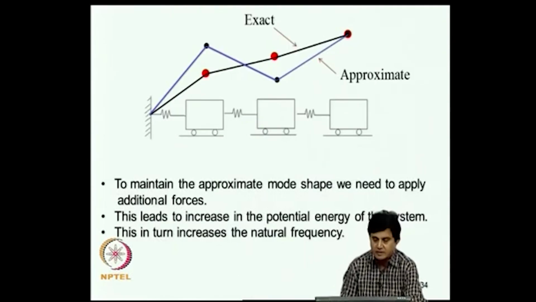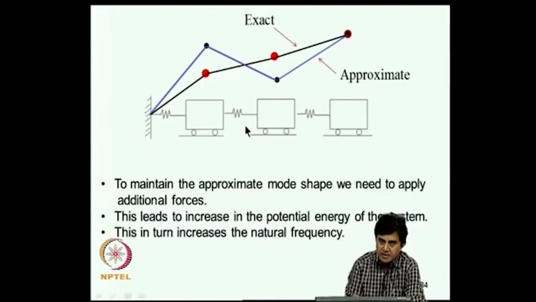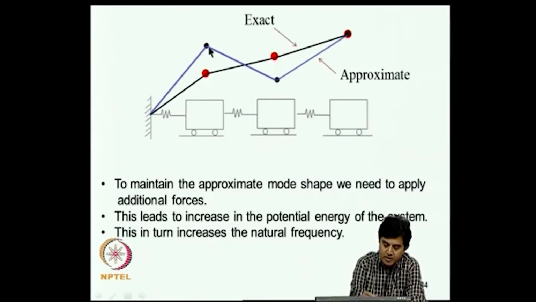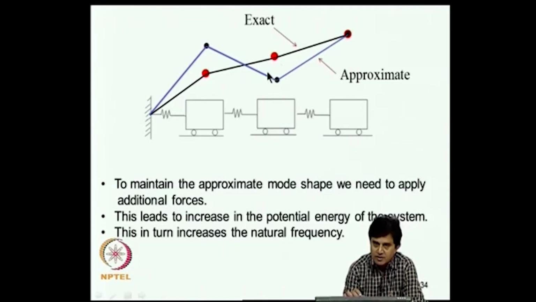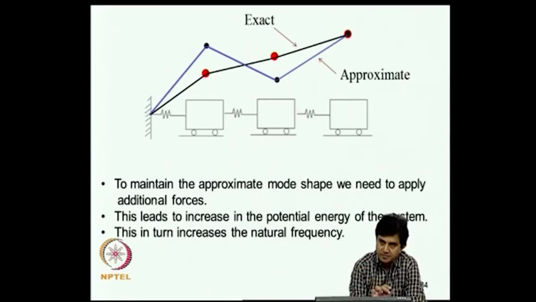Now, why does this bounding occur? First I will give a physical explanation and then we will work through the mathematics of it. Suppose for this system, this is a schematic, not a sketch drawn to scale, this is the true mode shape. Now, if I make this an initial guess, to maintain this as a normal mode for the system, I should supply additional forces which bring this point back here, and this point to this. You will be supplying additional forces to the system, and that does additional work and contributes to the potential energy. So, the natural frequencies go up. To maintain the approximate mode shape, we need to apply additional forces, and this leads to an increase in the potential energy of the system, which in turn increases the natural frequency. That explains why the Rayleigh's quotient provides the bound.